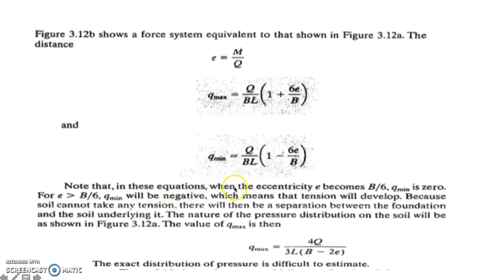Note that in this equation, when the eccentricity e becomes B over 6, Q minimum is equal to 0. For e greater than B over 6, Q minimum will be negative, which means tension will be developed. Because the soil cannot take any tension, there will be a separation between the foundation and the soil underlying it. So the nature of the pressure distribution on the soil will be as shown in our figure. Our maximum pressure would be equal to this equation.